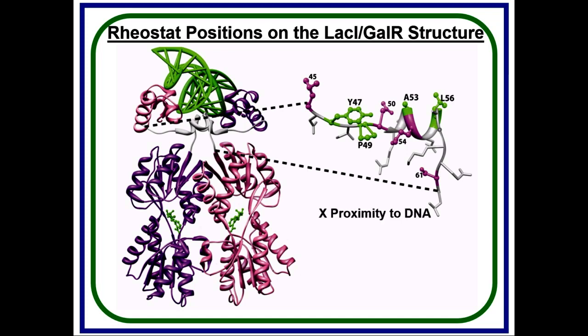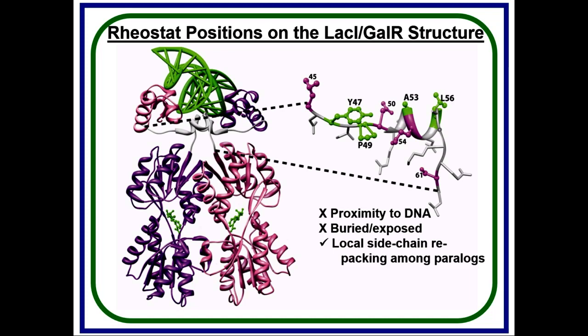The green positions are highly conserved. The magenta ones are moderately conserved, and the white positions are not conserved among the homologs of the LacI family. And we mutated all of the white side chains and many of the magenta ones in the study that identified rheostat positions. When we think about these on the structure, we can't explain rheostat outcomes by the proximity to DNA. Some of them directly contact DNA and some of them do not. We cannot correlate it with how buried or exposed any position side chain is.